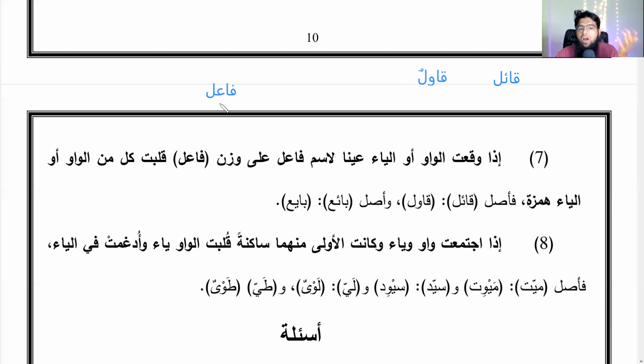If you want to make from qala, qa'il, you'll be like, where's the waw? You have to say, okay, waw and ya came aynan li-ismil fa'il. It came as an ayn, ayn kalima, as the ismul fa'il, will be changed into hamza. Qulibat hamza. It will change into hamza. Okay.